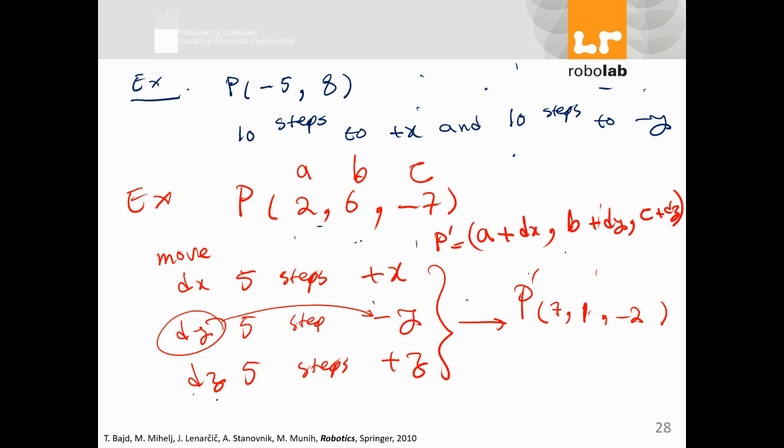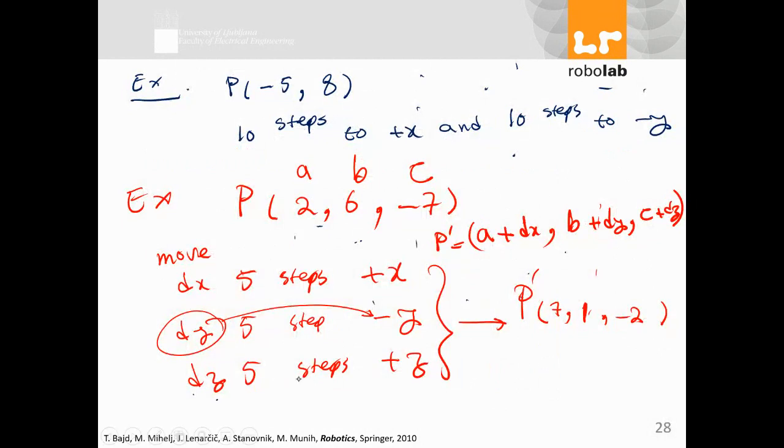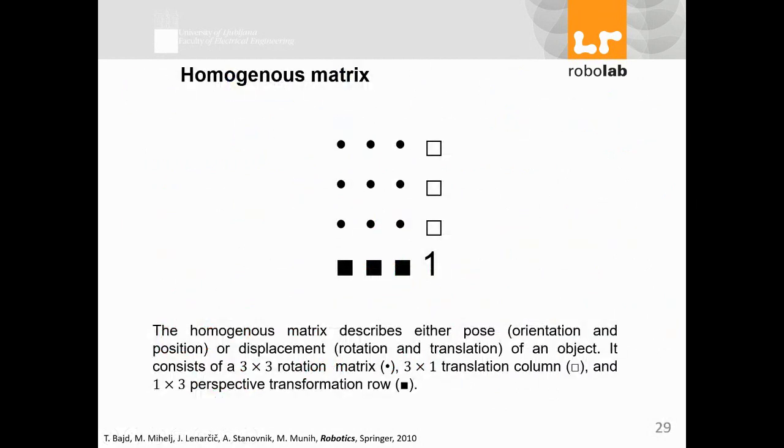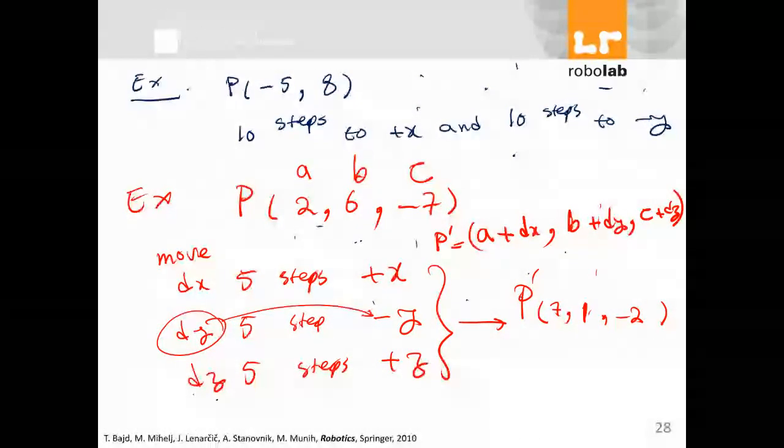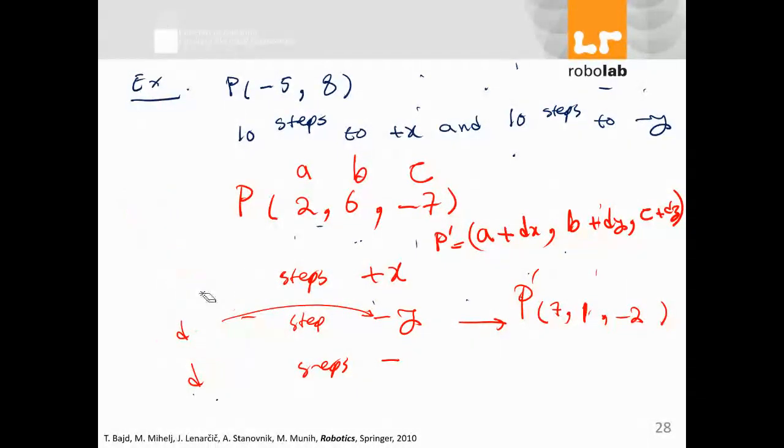Very, very simple calculation. Now I'm going to relate this to a very simple matrix representation, as we have here. I'm trying to relate this to what we had before. I can represent this movement using matrix operations like this.